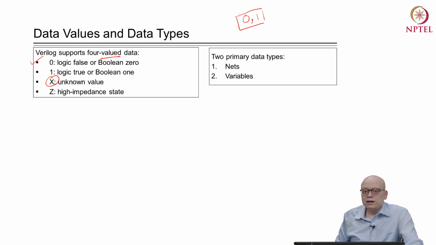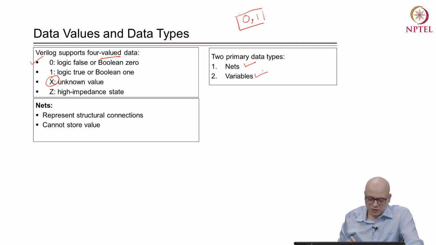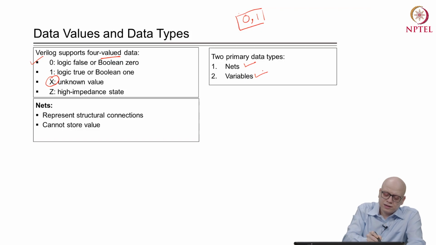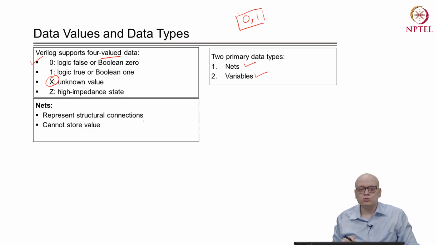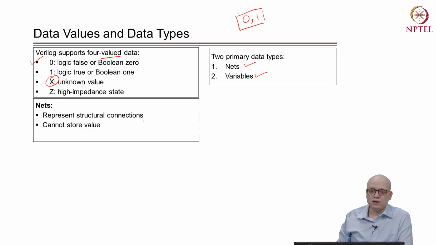And what are the data types in Verilog? There are 2 primary types. The first one is net and the second type is variable. Now, let us look into what a net is. Net represents structural connections. Whenever we say net, it is a kind of wire, and it cannot store a value. It only connects entities in the design.